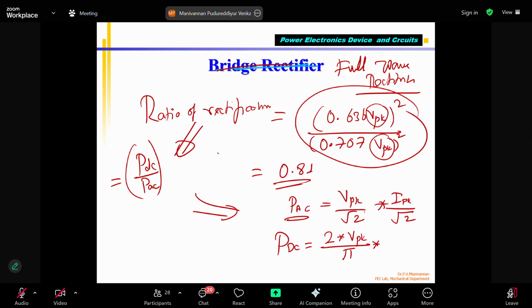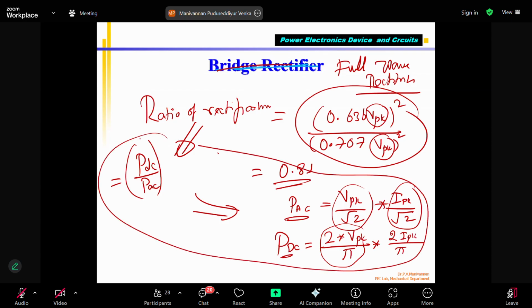You know power equals voltage times current. This is the voltage and this is the current on the secondary side. Correct? That is the AC voltage coming out of the secondary coil of the transformer. PDC is after the rectifier, after the diode. This voltage is our rectifier output, multiplied by the current, that is nothing but 2 into I peak divided by pi. Okay, so you can use any one of these formulas depending upon what is given.